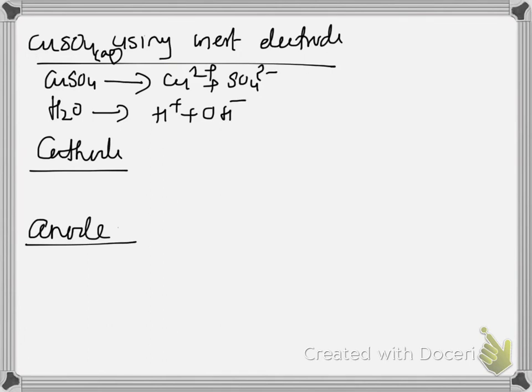Another electrolyte is copper sulfate. It can be electrolyzed using an inert electrode or a copper electrode. Copper sulfate, when electrolyzed using an inert electrode like platinum, splits as Cu2+ and SO4 2−. Water splits as H+ and OH−.